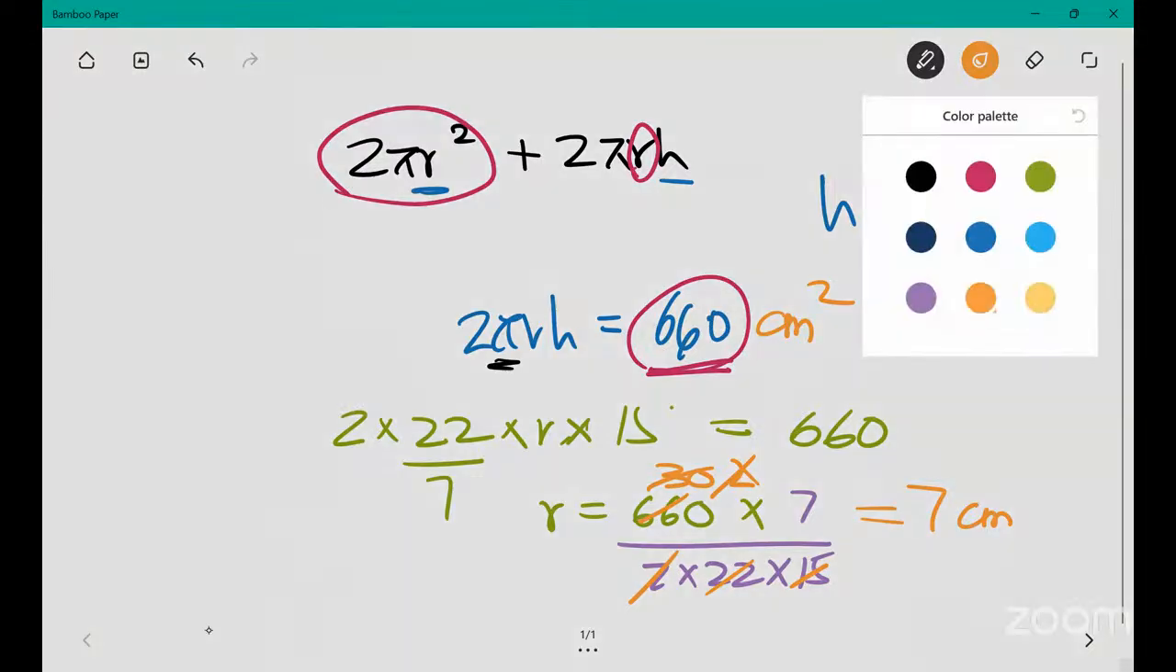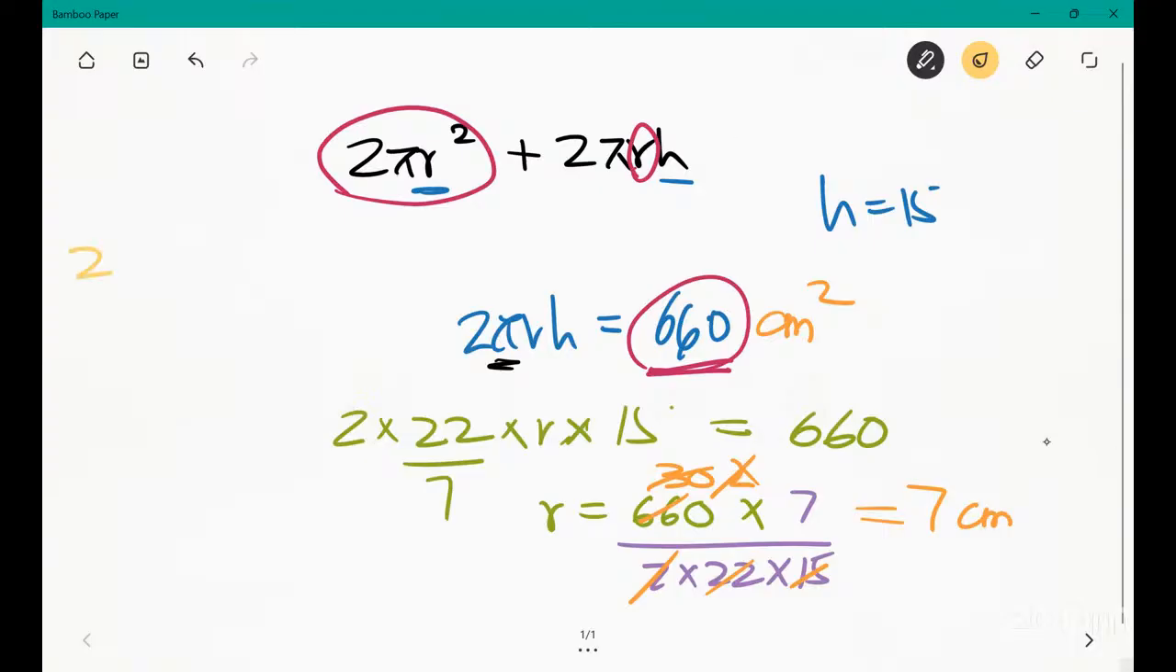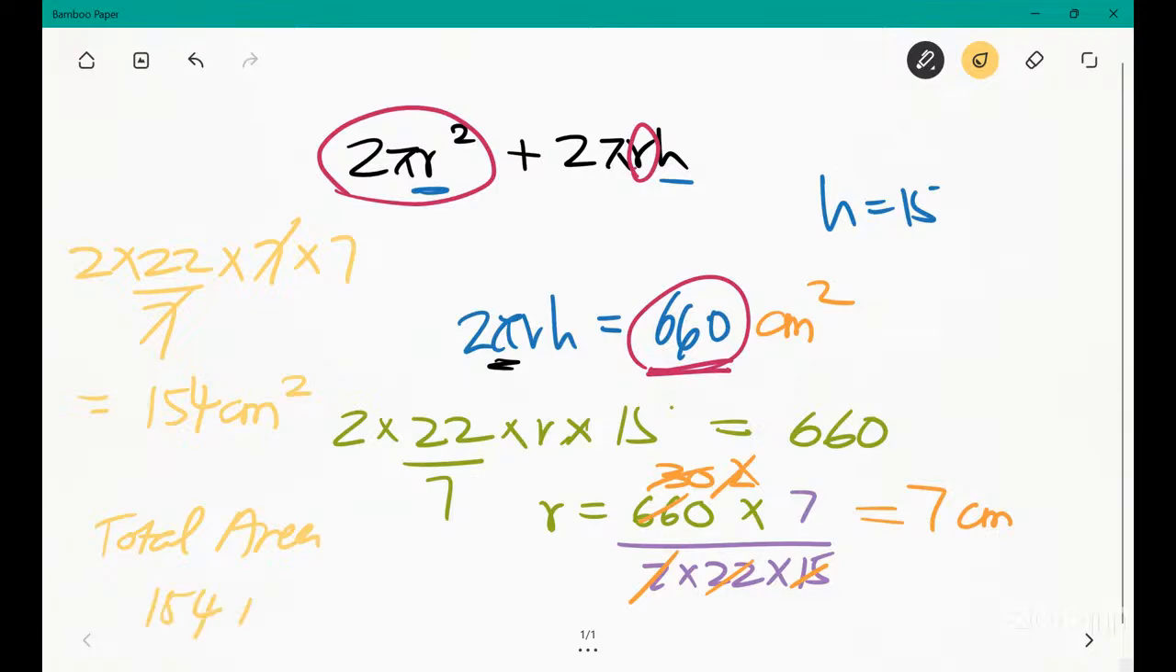So the cylinder has 2 pi r squared. It has both the circles on top and bottom. So 2 pi r squared: 2 into 22 over 7 into 7 into 7. Cancel the 7. So here finally you get 2 into 22 is 44. 44 into 7 is 154. Here it's not centimeters, it's centimeter square. So now the total area is going to be 154 plus 660.